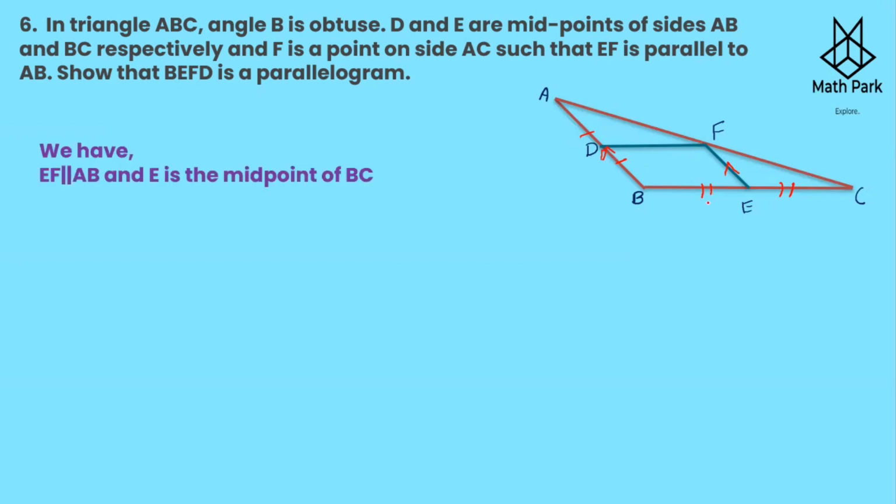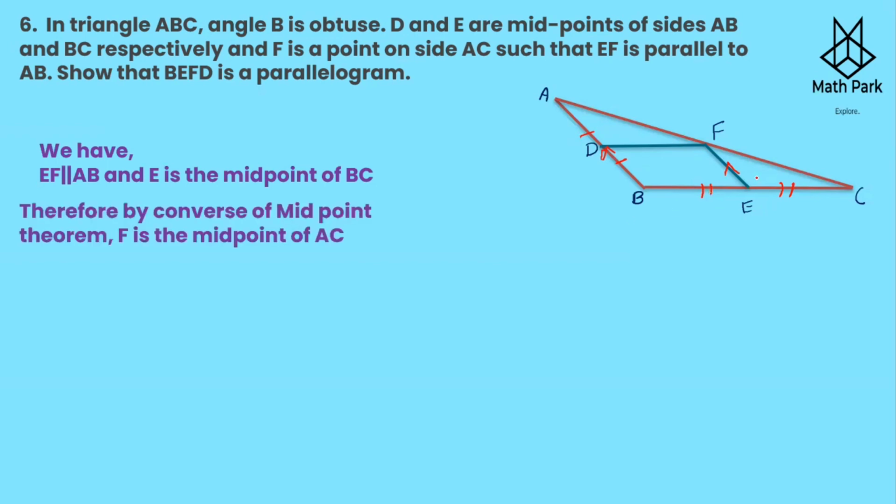So in the triangle, we have EF parallel to AB and E is the midpoint of BC. Therefore, by the converse of the midpoint theorem, you get F is the midpoint of AC. You get these two parts equal.